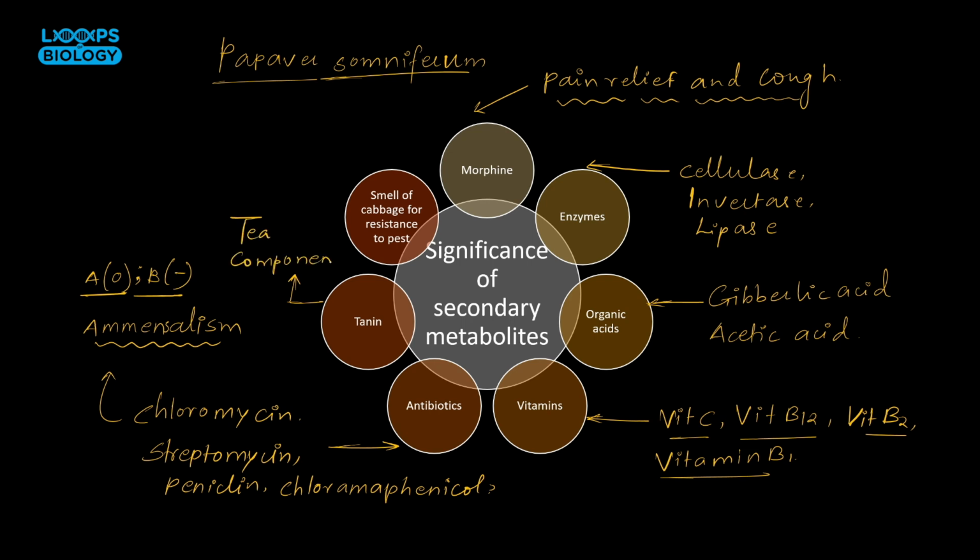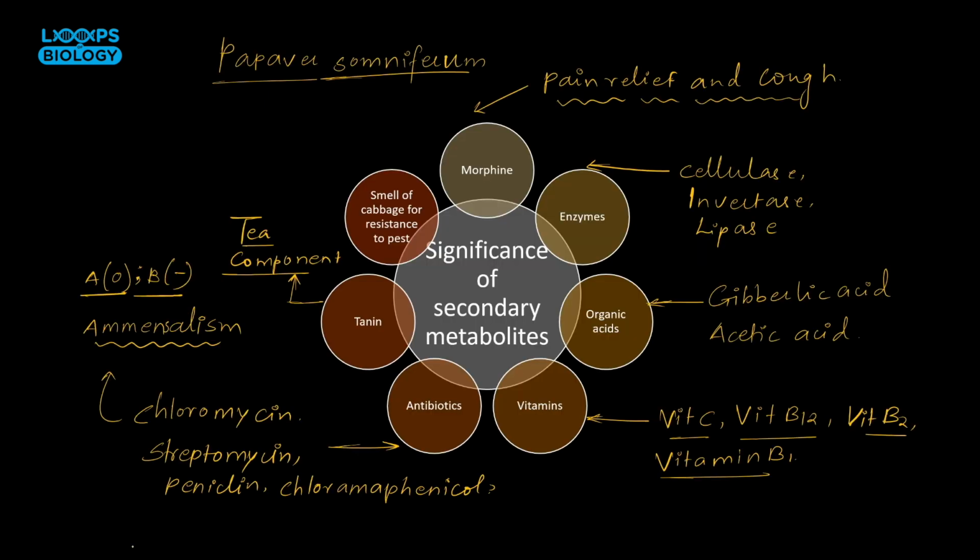Then there is tannin, which is basically a tea component. That strong flavor of tea is coming because of this particular component, that is tannin, and there is a smell of cabbage that resists pest infection for that particular cabbage. Alright. So this was a complete biomolecules with all the questions of NEET.